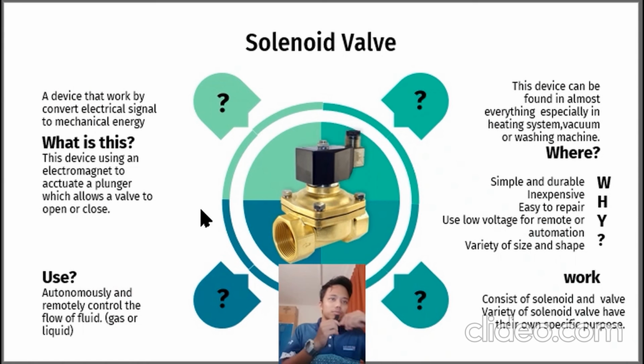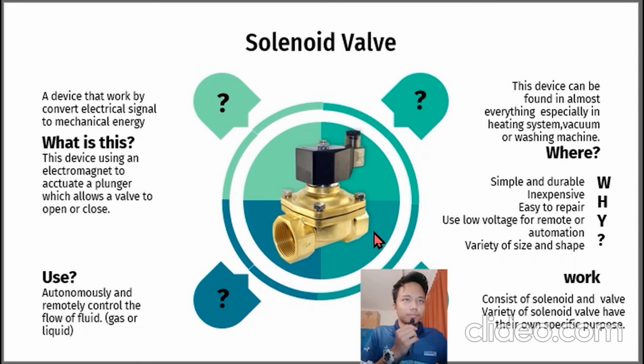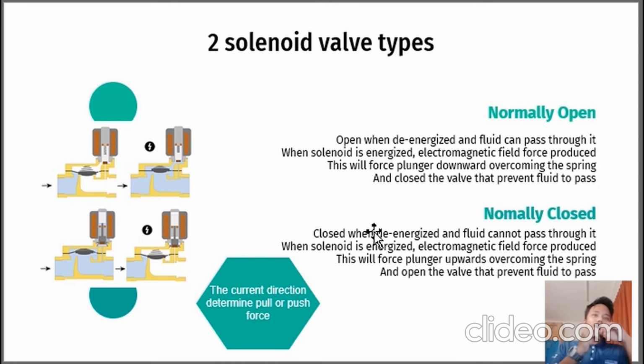How does it work? It consists of two parts. The upper part is a solenoid, and the lower part is the valve. So that's why we call it a solenoid valve. There are two solenoid valve types, normally open and normally closed.